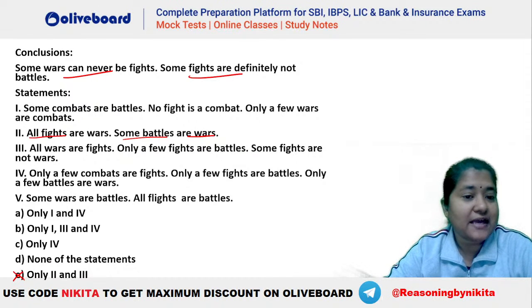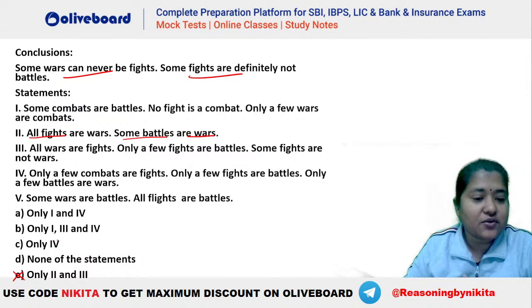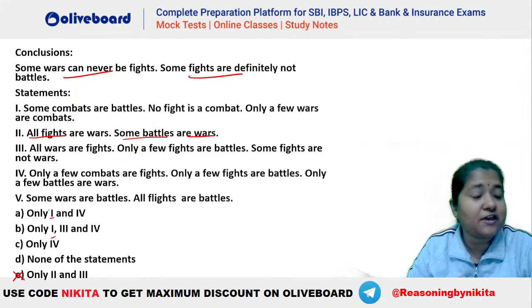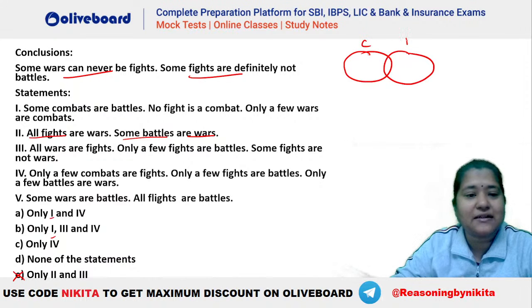Okay, so let's try. Let's see. Option number C, only 4. Okay, let's try. So here you can see that this is having 1, this is having 1, right? So let's see if we can eliminate the first one. Some combats are battle, no fight is a combat, only a few wars are combat. So we have some combats are battle. Okay, this is your combat, this is your battle. No fight is a combat. Okay, no fight is a combat like this.